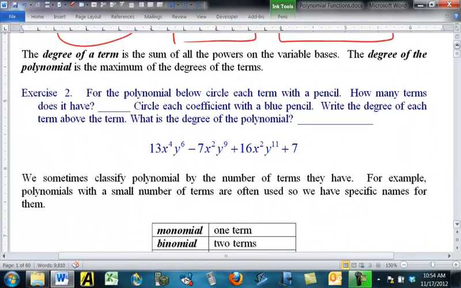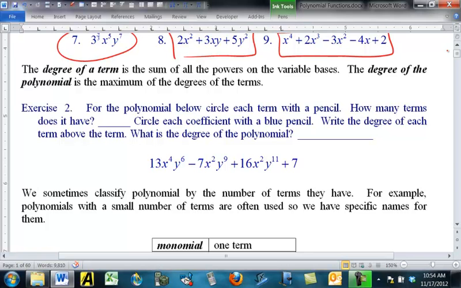Okay, some more terminology. The degree of a term is the sum of all the powers on the variable bases. The degree of a polynomial is the maximum of all the degrees of the terms. So we're going to see how many terms we have. Here, the terms are separated by the adding and subtracting. So here we have 4 terms. Each coefficient here, I'm going to think of that negative as going with it. So I'm going to think of it as plus a -7. So the -7 is the coefficient. There's a coefficient, 16 and 7. So the coefficients are 13, -7, 16, and 7.